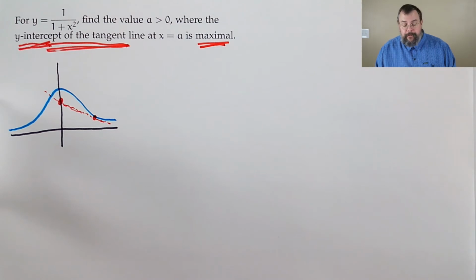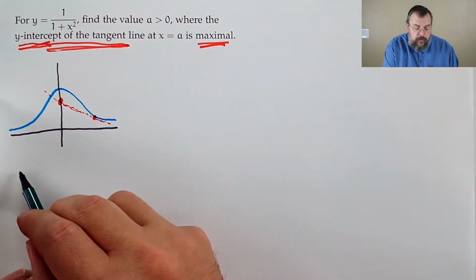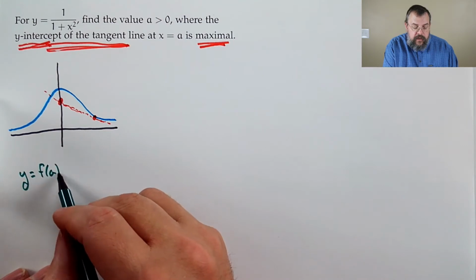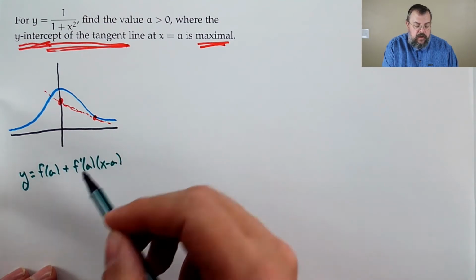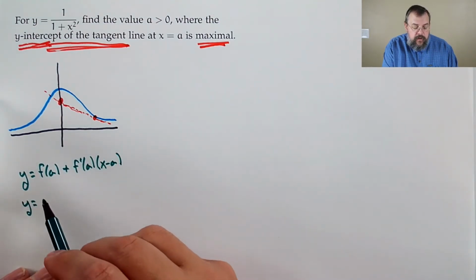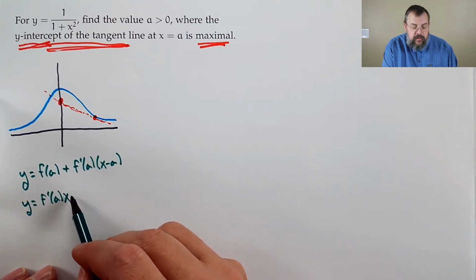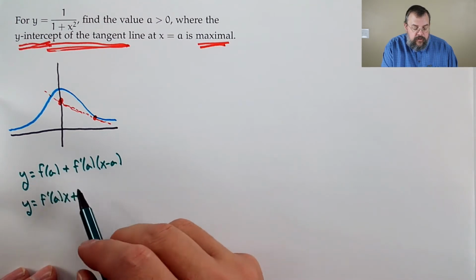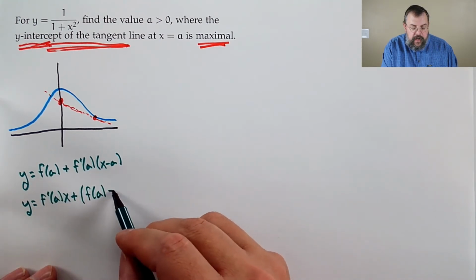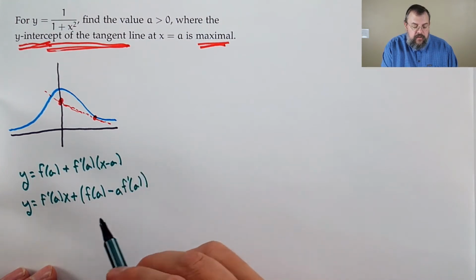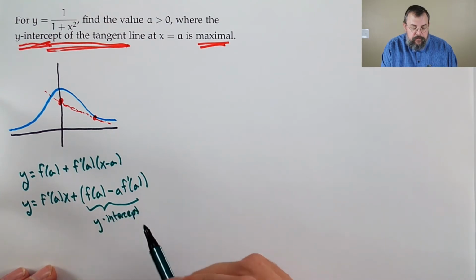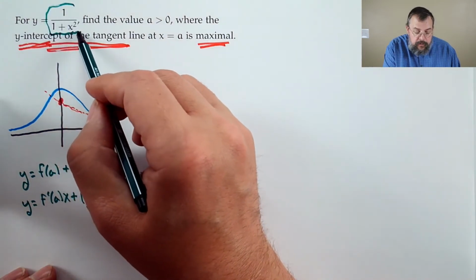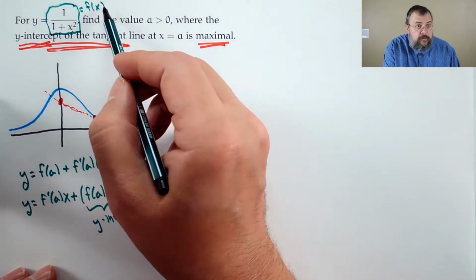What does our tangent line look like? So the formula for our tangent line, just generically, has the following form. y equals the value of the function at a plus the derivative at a times x minus a. And if you rewrite this, you get y equals the derivative at a times x plus, and then you add your constants, which would be f of a minus a f prime of a. So this part right here, this is our y-intercept, where this part up here, 1 over 1 plus x squared, this is what I'm calling f of x.